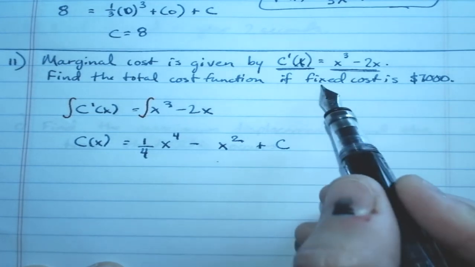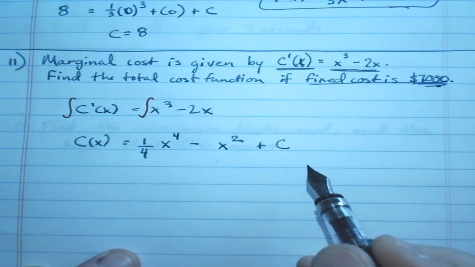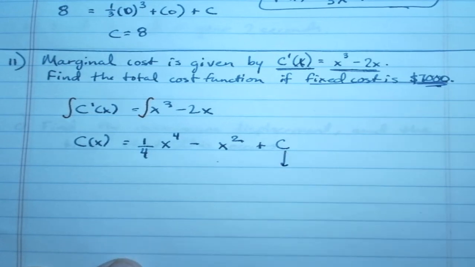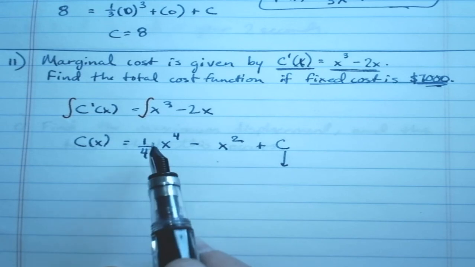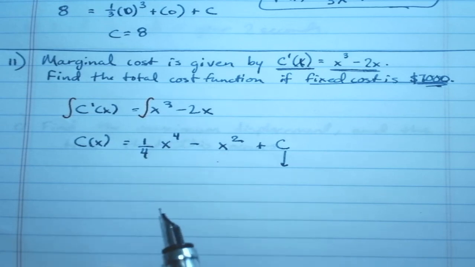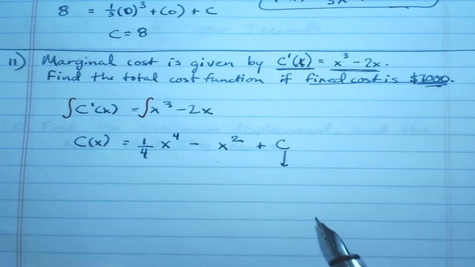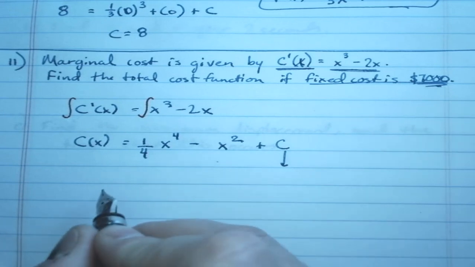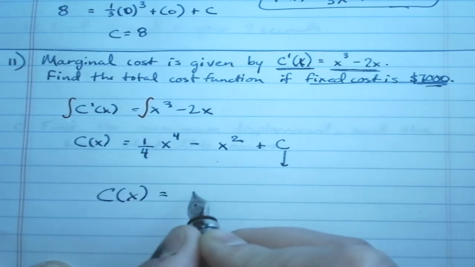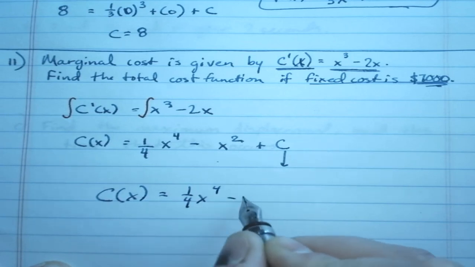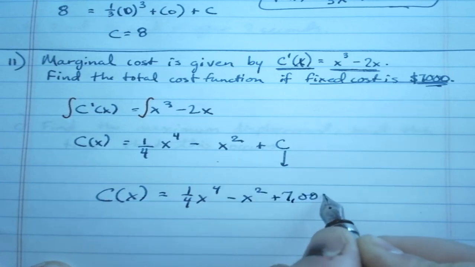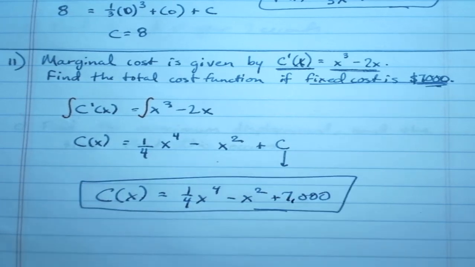Now, they told us our fixed cost is $7,000. Okay? That's this guy right here. In a business equation, these are variable costs. Why? They change based on the number of units you're producing, which is x. Your fixed cost does not have an x value. It is a constant. Okay? So they basically told us c is 7,000. So c of x is 1/4 x to the 4th minus x squared plus 7,000. So there's our cost function. Okay? So there are some initial value problems, both mathematical and business. If you have questions, let me know.